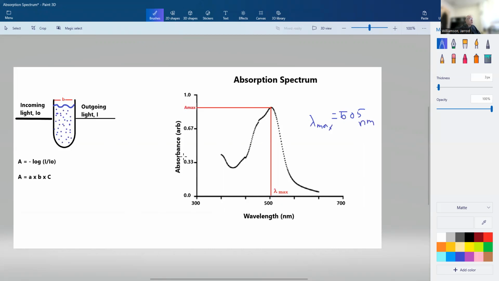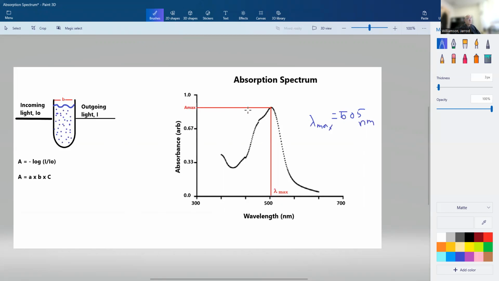And oh, by the way, absorbance doesn't have any units. Whatever units I had, I naught has the same units, and when I divide I by I naught, the units cancel out. So we'll say absorbance, and we'll put parentheses ARB for arbitrary units.